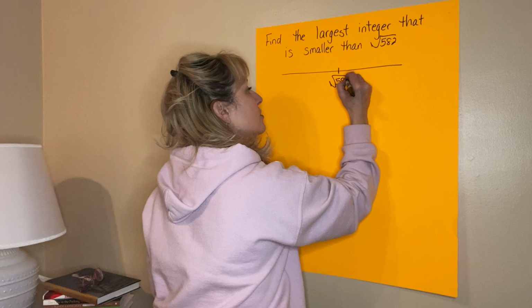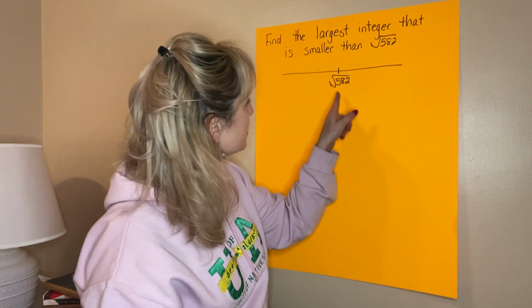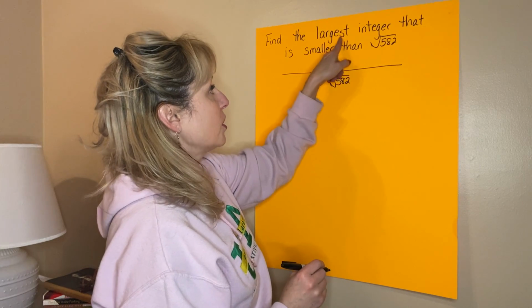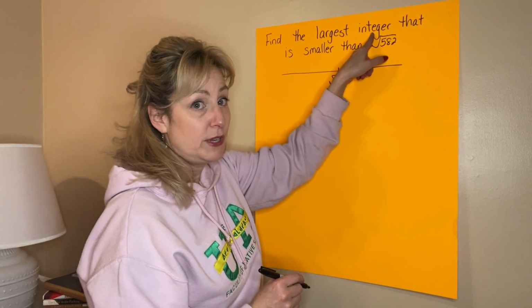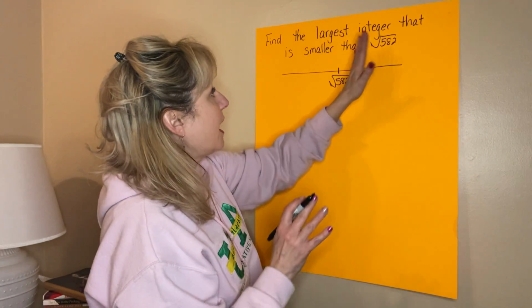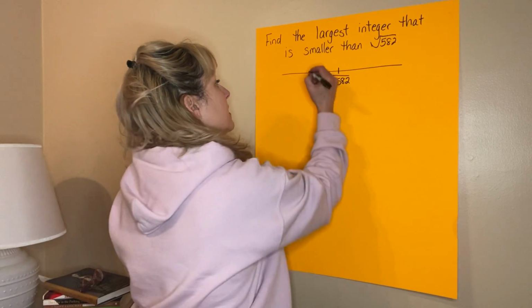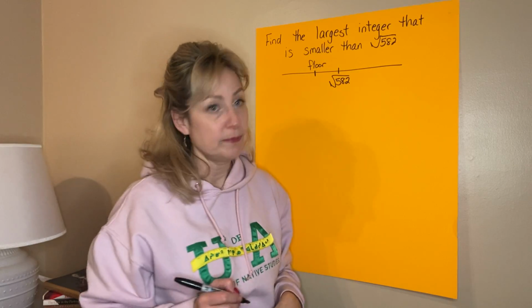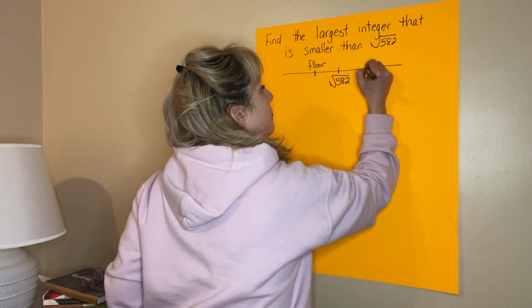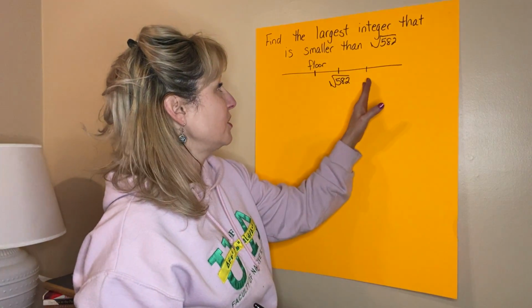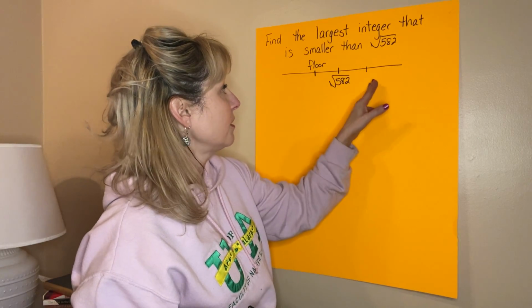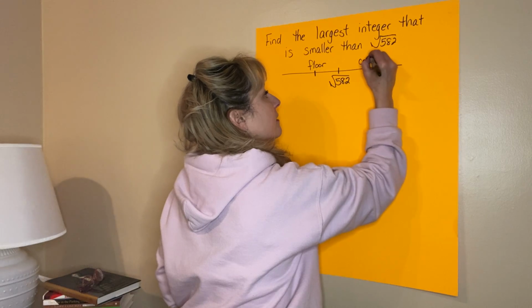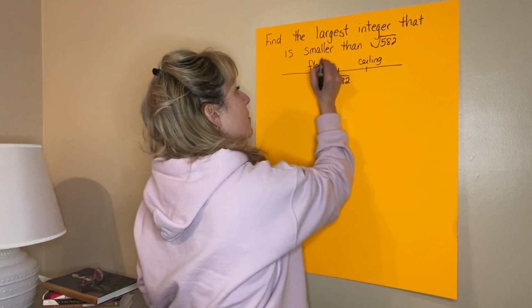I don't know if it's an integer and I don't know if it's a fraction, the square root of 582. What I do know is I need to find the largest integer, so the largest whole number, not a fraction or decimal, that's smaller than this. So it's right here. This is what we call the floor. If we were to find the smallest integer larger than this number, it would be the ceiling. Okay, but we're going to find the floor.